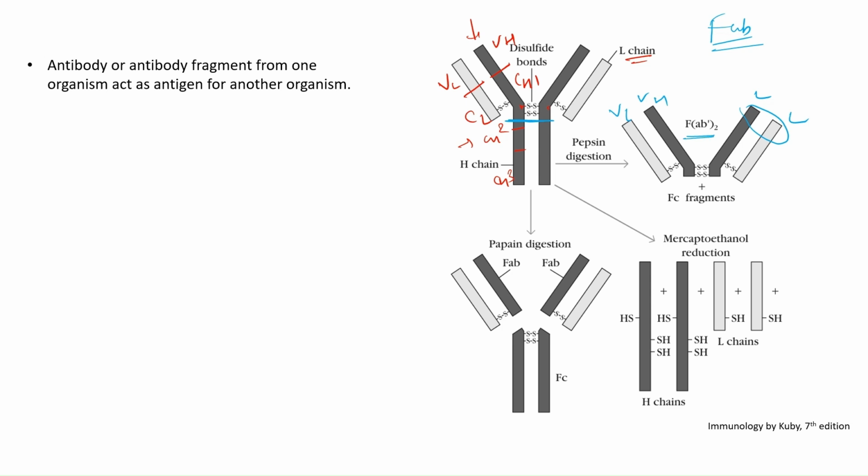Because the cleavage site of pepsin is just below this hinge region, we get two Fab regions joined, and Fc fragments. Fc means fragment of crystallization. We learned this in the last video itself.